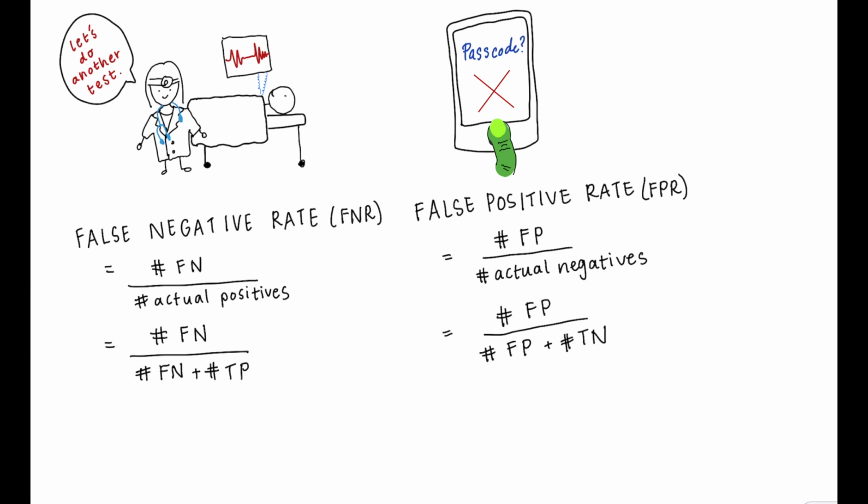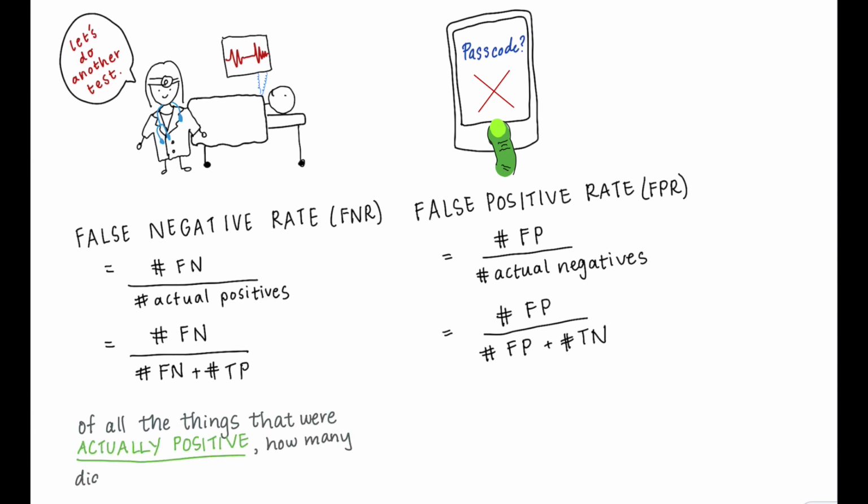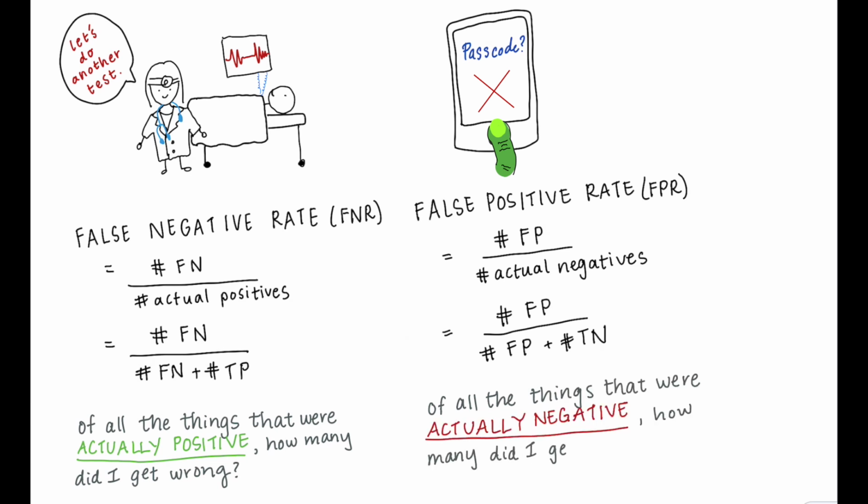When you're dealing with false negative rates, you're basically asking, of all of the things that were actually positive, how many did I get wrong? And when you're working with false positive rates, you're basically asking, of all the things that were actually negative, how many did I get wrong?